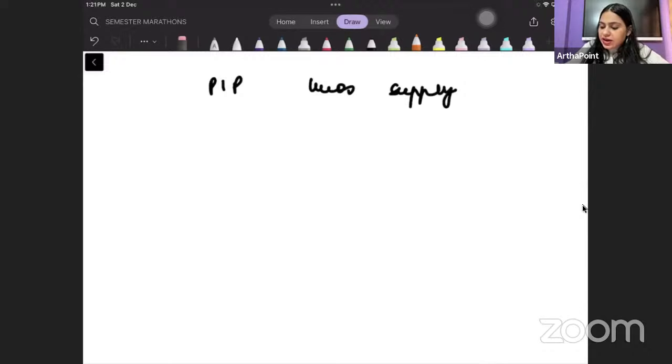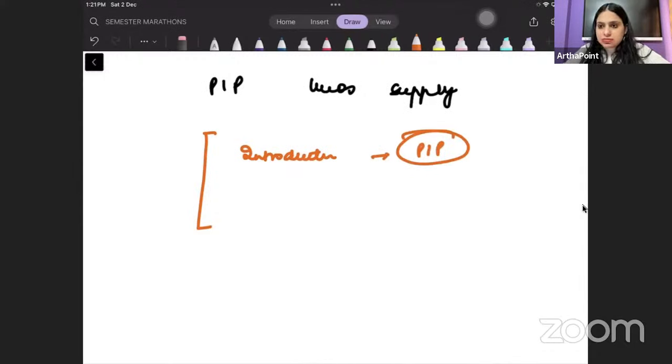The first paragraph will be an introduction, in which you will tell about what the policy ineffectiveness proposition is. पहले इसके बारे में समझाओगे.